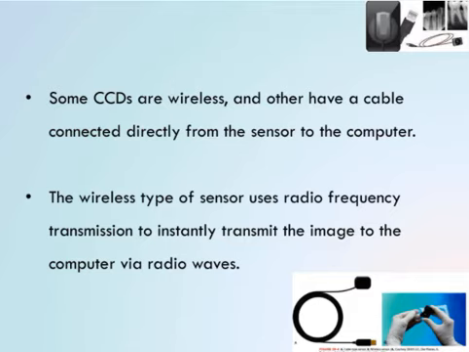The wireless type of sensors use radio frequency transmission, like the ones that you use for mobiles. Here the wireless sensor has radio frequency transmission to transmit the image to the computer. This takes place with the help of radio waves, like how you call from mobile to mobile. If you call one person from your mobile, the other person can receive your voice signals. In the same way, here also radio waves transmit the signals to the computer.